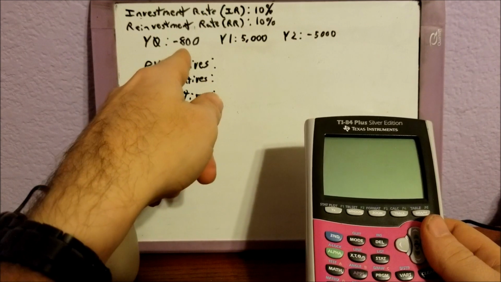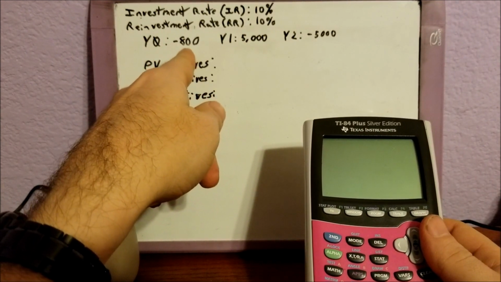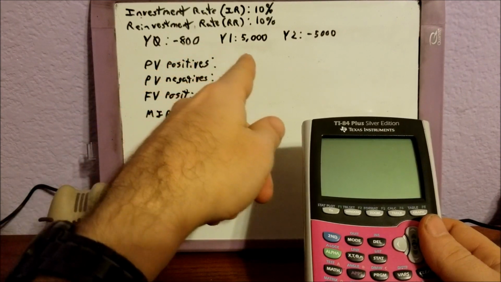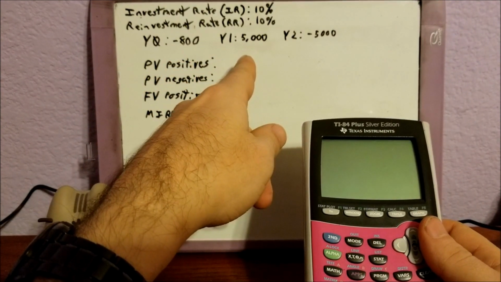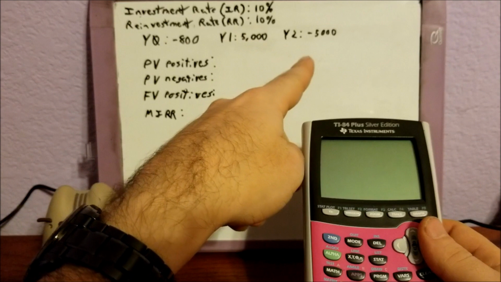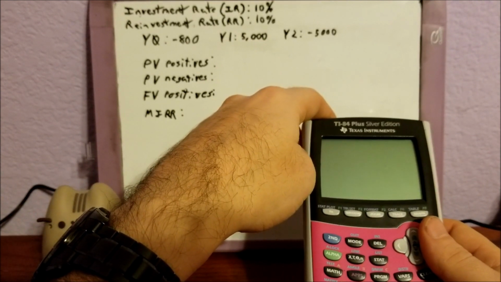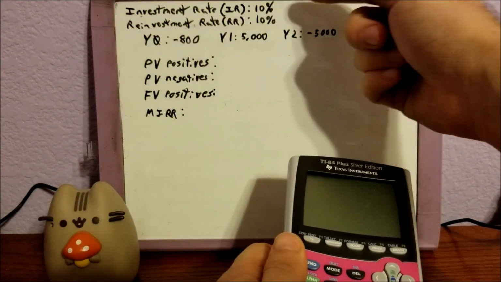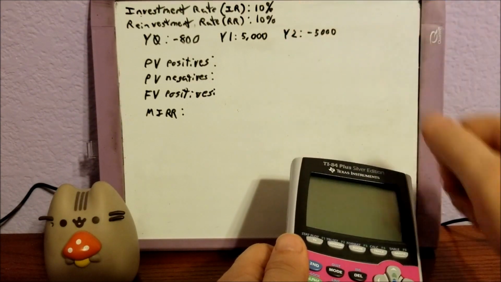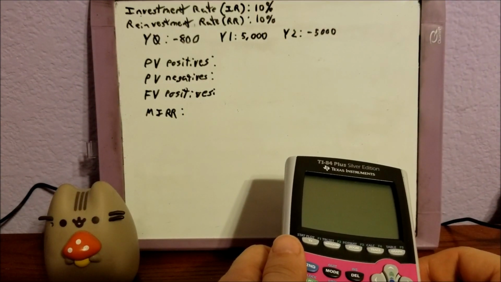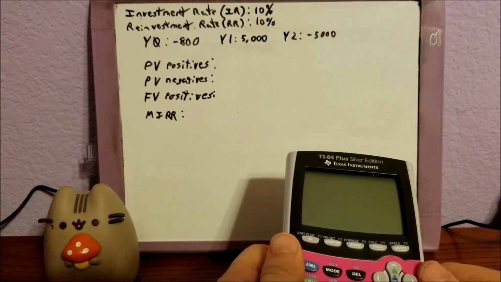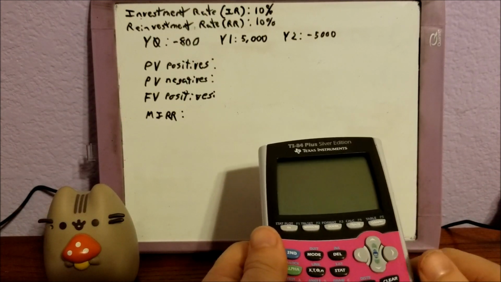Now for year zero, we have an initial cash outflow of $800. That's our initial investment. Year one, we get a cash flow of $5,000, and then year two, we make a reinvestment of $5,000. Our investment rate is going to be 10%, and our reinvestment rate is going to continue to be 10%, although later in the video I'll show you how to adjust for if the reinvestment rate is different.